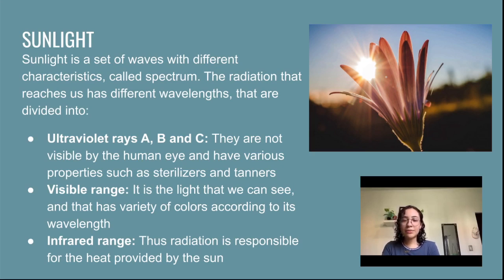They are not visible to the human eye and have various properties such as sterilizers and tanners. Visible range is the light that we can see and that has a variety of colors according to its wavelength. And the infrared range is the radiation that is responsible for the heat of the sun.